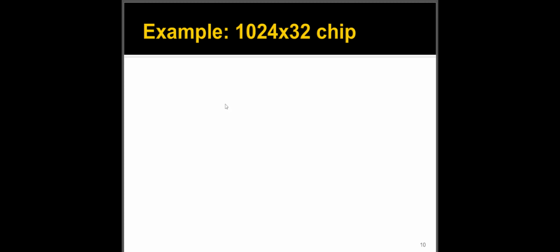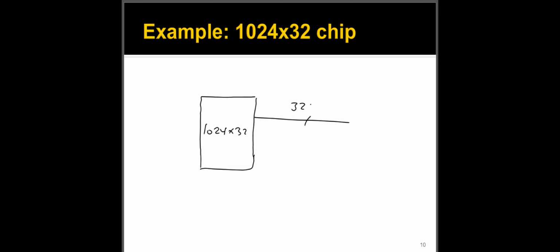We have a chip that is 1024 by 32. Let's see what we need to show. Like, how do we actually control the chip and its signals? So first I'm going to draw the chip. Okay, so this is 1024 by 32, which means the output of this chip is 32 bits. Or alternatively you can write D31 down to 0. Right, and then it takes 10 address bits.